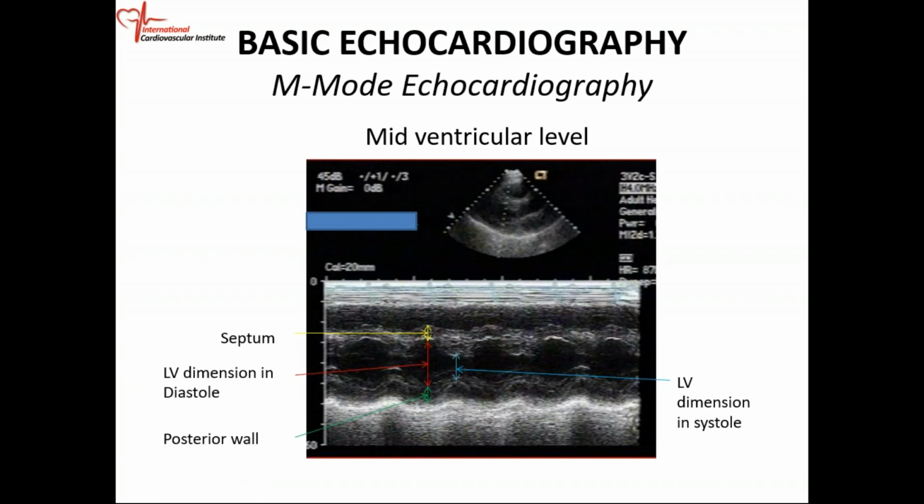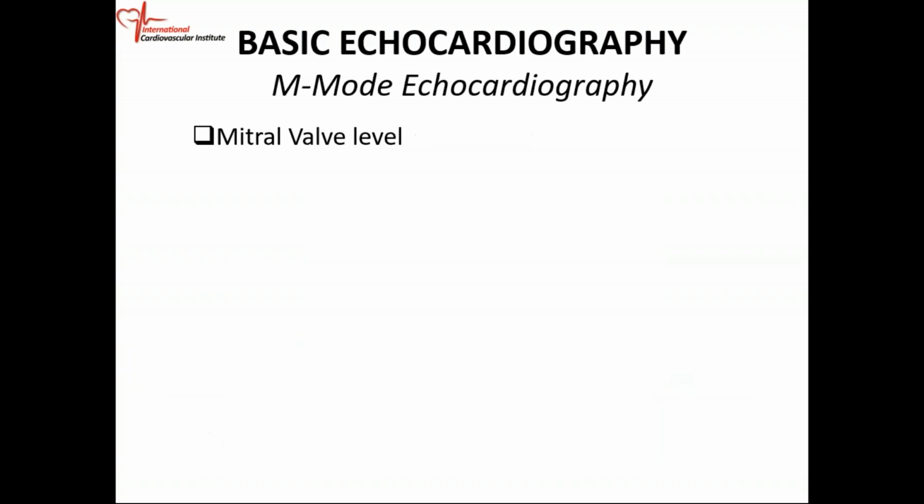When you're doing your systolic measurement now, you find the lowest portion of the septum because in systole, the walls are going to contract. So the septum is going to contract and move down towards the posterior wall, and the posterior wall is going to move up towards the septum. So where they are narrowest, the lowest portion of the septum, you just drop a perpendicular to the posterior wall, and that is your LV cavity size in systole.